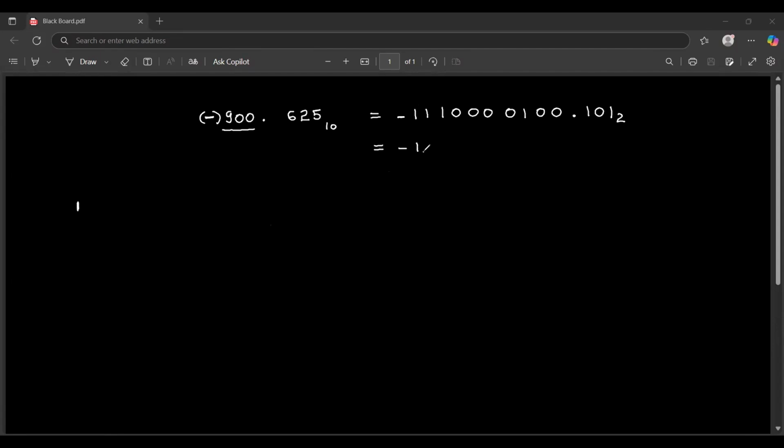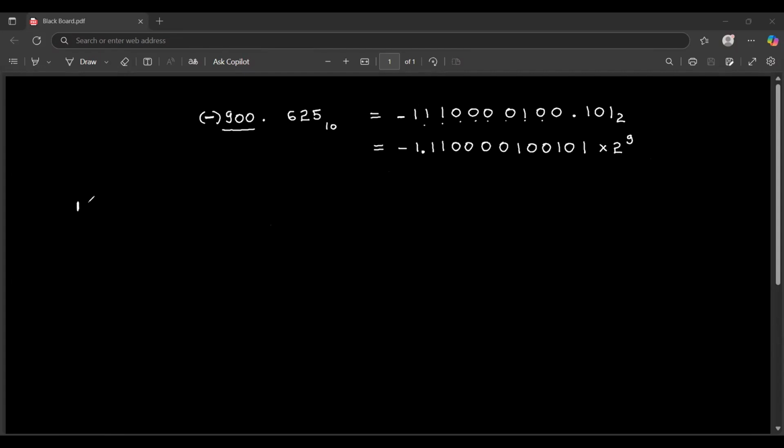So it will be minus 1.110000101, which means we are moving the point to the left by 1, 2, 3, 4, 5, 6, 7, 8, 9. So it will be 2 to the power 9.